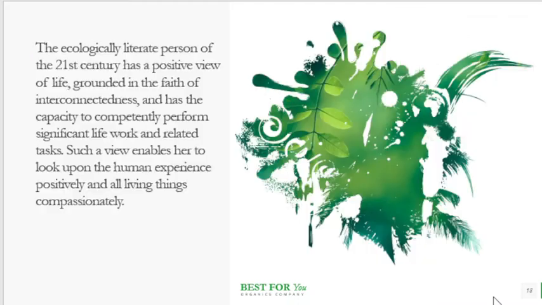Right? The ecologically literate person of the 21st century has, this one is very beautiful, a positive view of life grounded in the faith of interconnectedness and has the capacity to competently perform significant life work and related tasks. Such a view enables her to look upon the human experience positively and all living things compassionately.